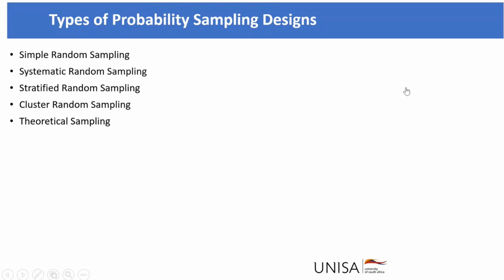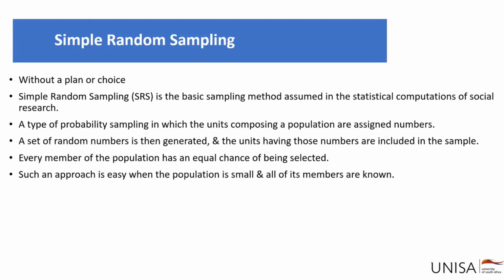Maybe before we go ahead with each one of them, let me just check if we can pause and engage on the sampling, because this is quite crucial. As we said, of the types of probability sampling, we will start first by looking at simple random sampling. This is the one where we do it without a plan. As I said, put your names in the hat, throw them in, whatever comes out, comes out.